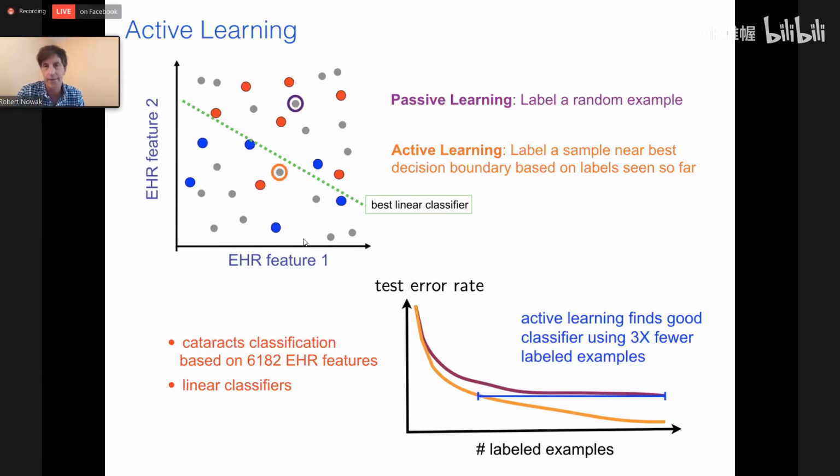And again, those are paid professionals providing these labels, so that 3x improvement is really a consequential factor. It really reduces the cost of training up these machine learning algorithms. So that sounds fantastic, right? We should just be doing active learning all the time. Why wouldn't we? Well, there are some hurdles or challenges that we face here.